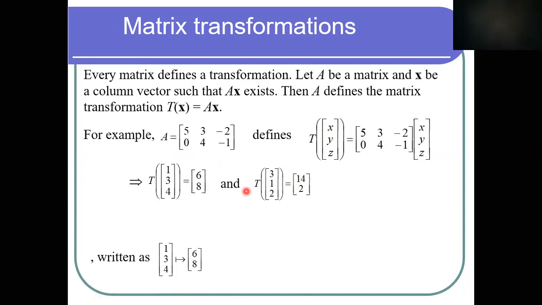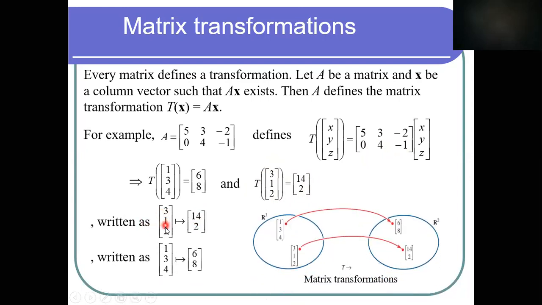Similarly, if you take another element (3, 1, 2), which is an element of R3, and multiply this element with this matrix, the resultant is 14 and 2. In that case, we can write that (3, 1, 2) maps onto (14, 2), and (1, 2, 3) under transformation T maps onto (6, 8).